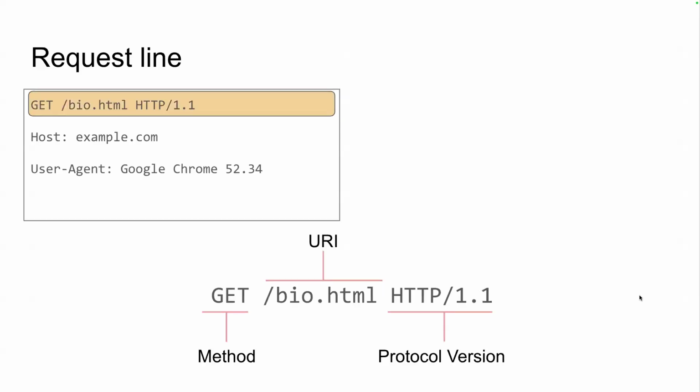So now, the request line. Get is the method for the request, the URI being the slash bio.html, and then the protocol version being HTTP, meaning Hypertext Transfer Protocol. There's also HTTPS, which stands for Hypertext Transfer Protocol Secure.